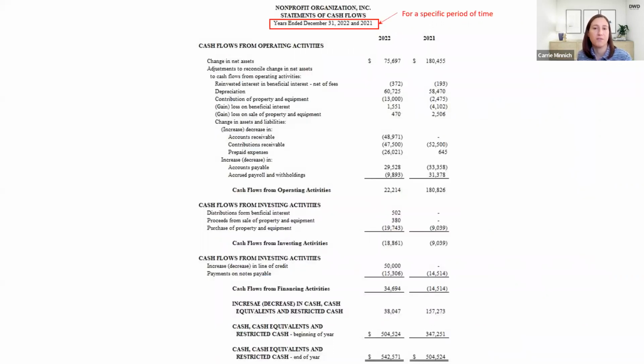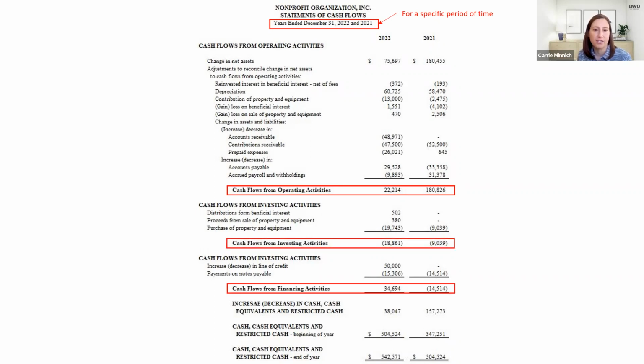It is for a specific period of time. It divides your activities into cash flows from operating activities, cash flows from investing activities, and cash flows from financing activities. You want to make sure your cash flows from operating activities is positive. Sometimes it's negative. That's okay. It happens. But in the best circumstance, you want your cash flows from operating to be positive. So again, I'm not going to go into this statement very much because it is hard to understand, but I wanted you to be aware that there was an additional statement for that.